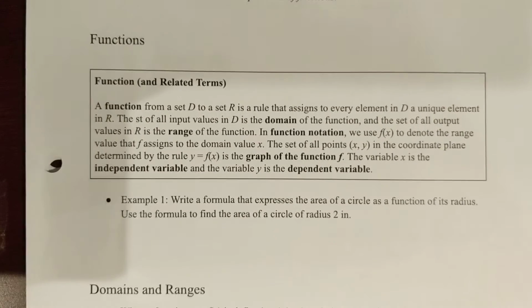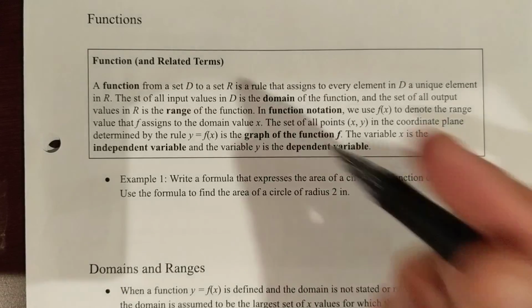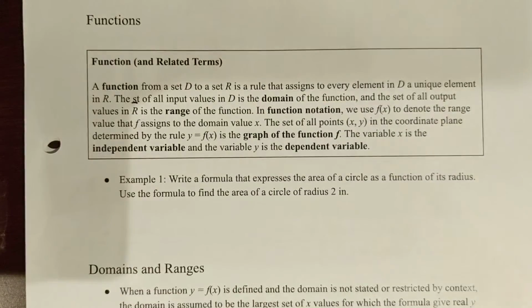So there in that text box, you've got the lovely definition for a function. A function from a set D to a set R is a rule that assigns every element in D to a unique element in R. That must be set. The set of all input values D is the domain of the function, and the set of all output values in R is the range of the function.